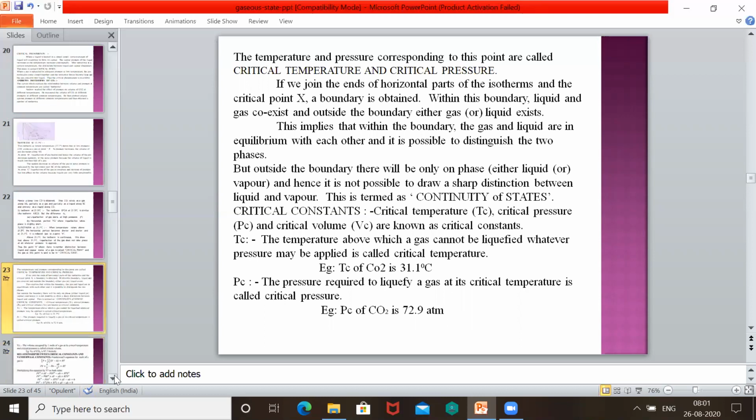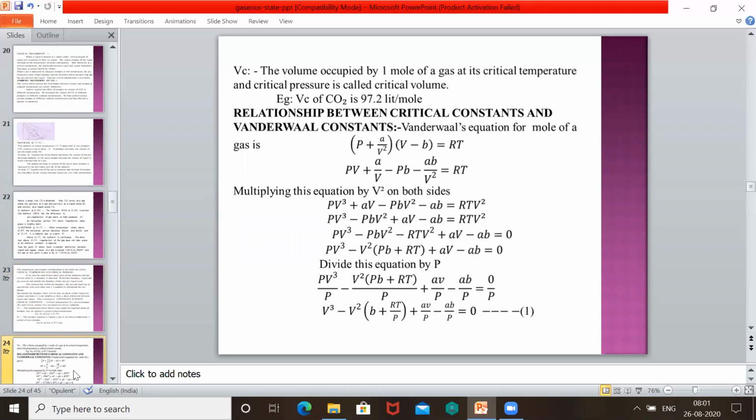So remember, what is the critical point? The temperature or the state above which no gas can be liquefied is known as the critical state. The temperature at the critical point is called critical temperature. Pressure at the critical point is called critical pressure, and volume similarly is called critical volume.